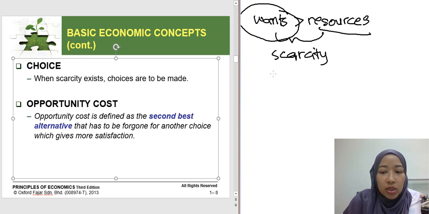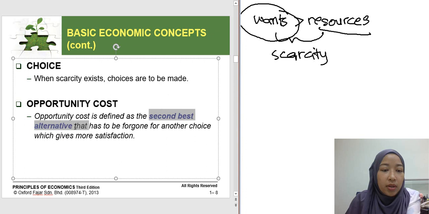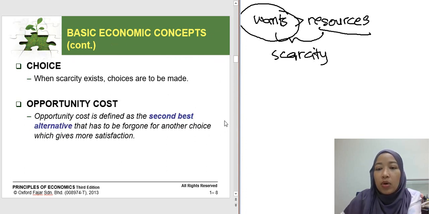If you are a producer, you need to make choices in terms of which product to produce more and which product to produce less. So you always need to make choices regardless of who you are in the economy. And once you have made your choice, there will be opportunity cost. What do we mean by opportunity cost? It is defined as the second best alternative that has to be foregone for another choice which gives more satisfaction.